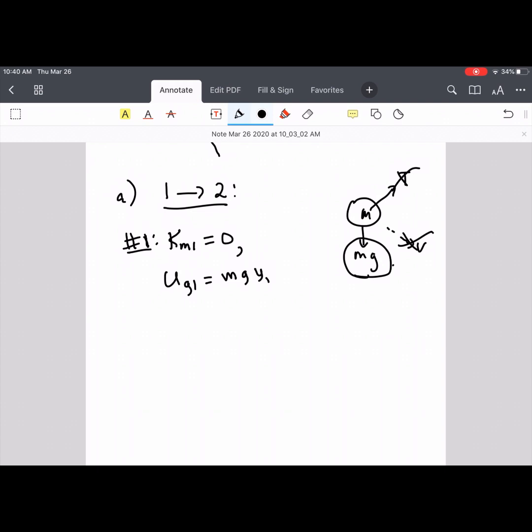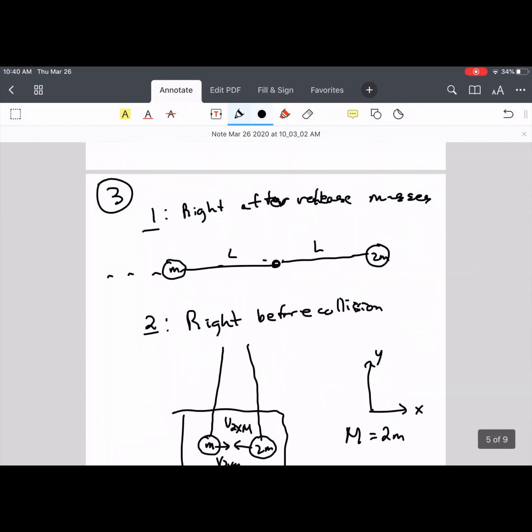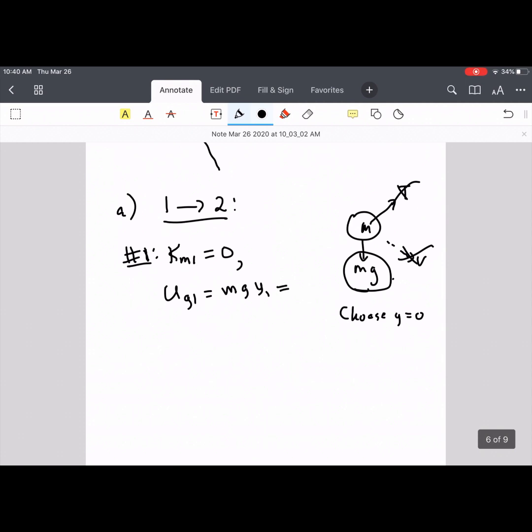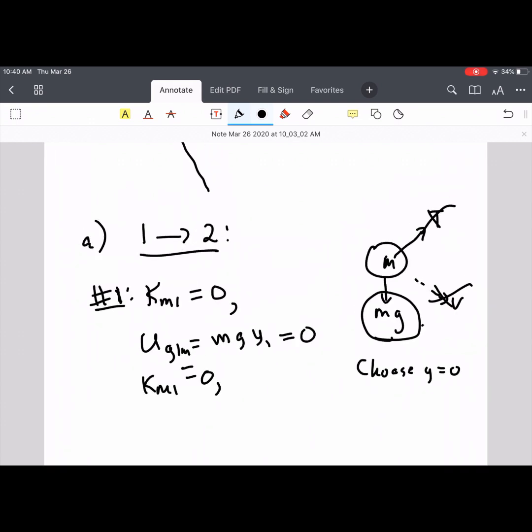And here I have a choice. What do I want to call y equals 0? I'm going to choose y equals 0 to be this horizontal line where they start. So I'm going to call this line right here where they start y equals 0. It just makes the math a little easier, but it's not necessary. And so my gravitational potential energy will also be 0. And you can quickly see that this is also going to be the same thing for the heavier mass. So my initial kinetic and gravitational potential energy for the heavier mass are also 0.